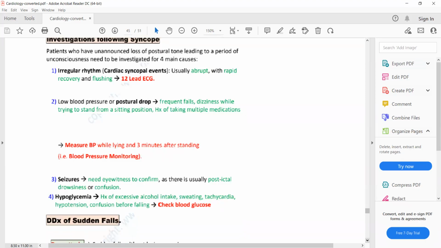So, a short summary of all these four causes of syncope. When you suspect a cardiac syncope, the patient will become conscious on his own after 2 to 3 minutes, and after becoming conscious, there will be flushing. The patient will usually lose his conscious level abruptly, and there will be no sweating, tachycardia, or hypotension before the attack.